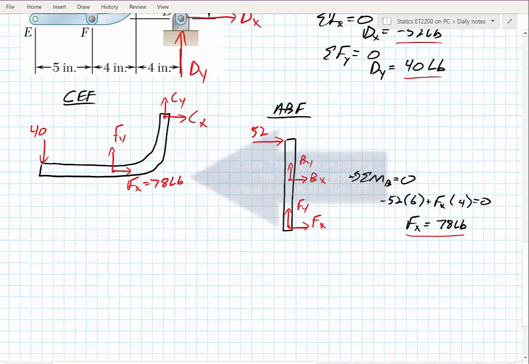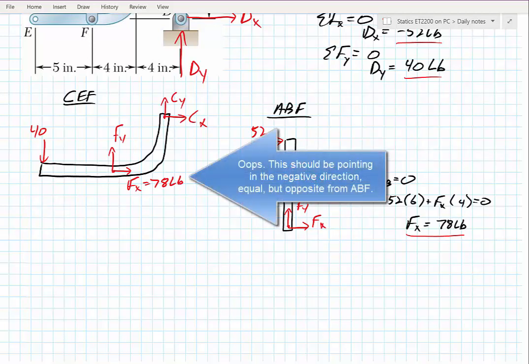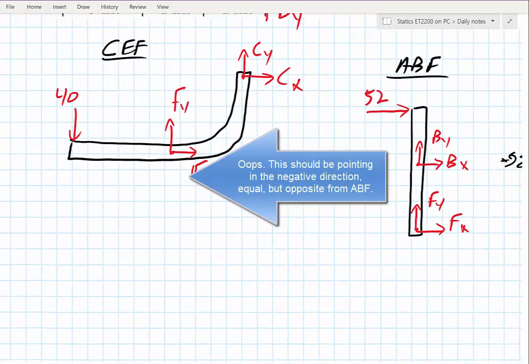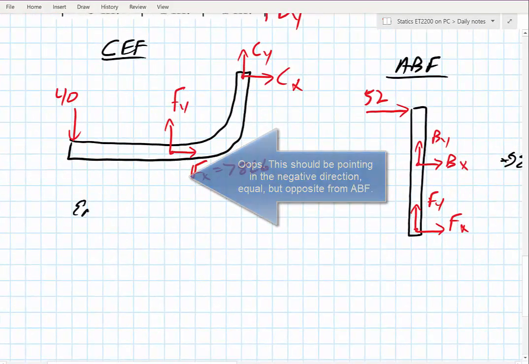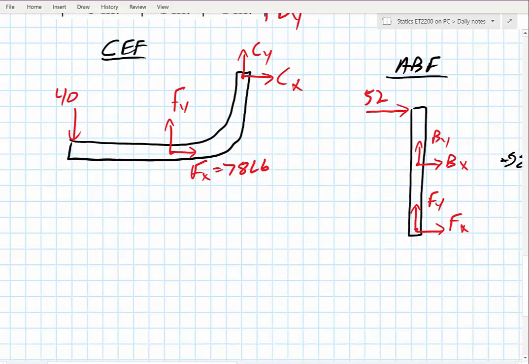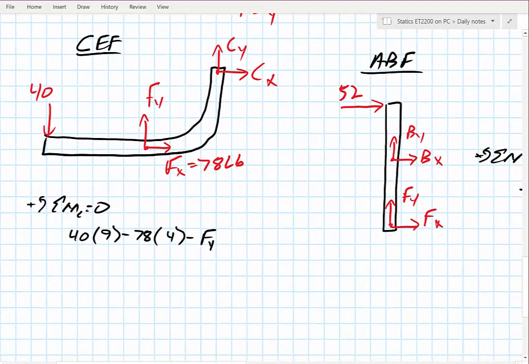So now I only have 3 unknowns there, and then I can go back up to CEF and solve for that. So I would take the sum of the moments about point C, where I have 2 of my unknowns, equal to 0, to solve for that one. I have this 40, lever arm of 9, minus this 78. That's a lever arm of 4. Oh, look what I did there. So you do have to be careful here.